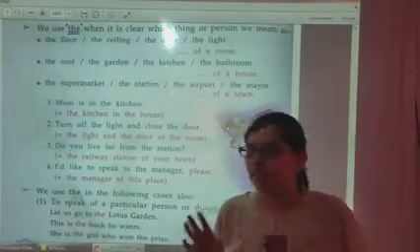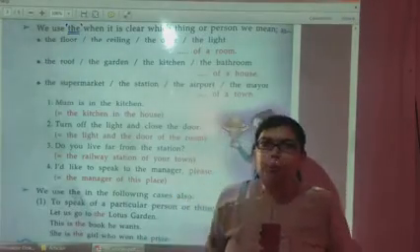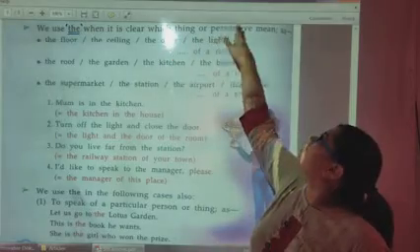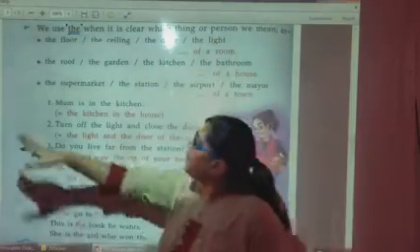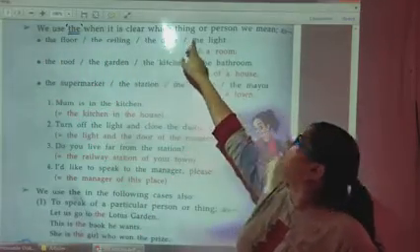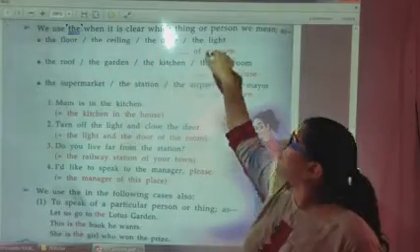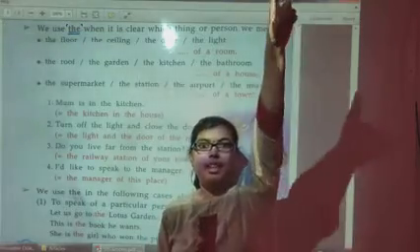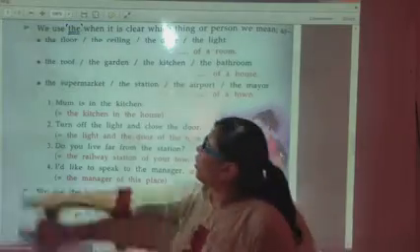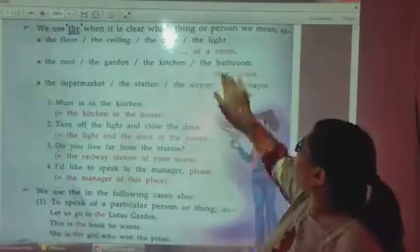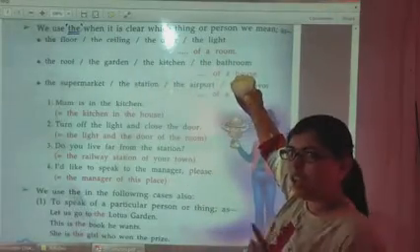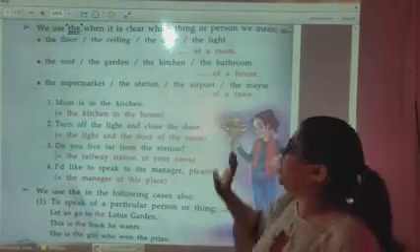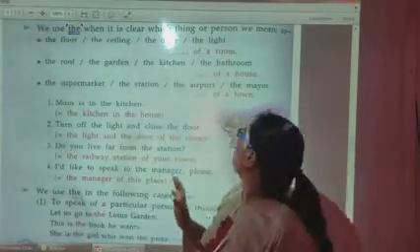Now the next is the use of the. As I told you, whenever we want to talk about a particular thing, that time we use the. Now we use the when it is clear which thing or person we mean. For example, the floor, the ceiling, the door, the light. These are the things of a room. So we know that we are showing the floor, the ceiling, the fan. Now the roof, the garden, the kitchen, the bathroom. These are the things of a house. Now the supermarket, the station, the airport, the mayor. These are the things of a city or a town.